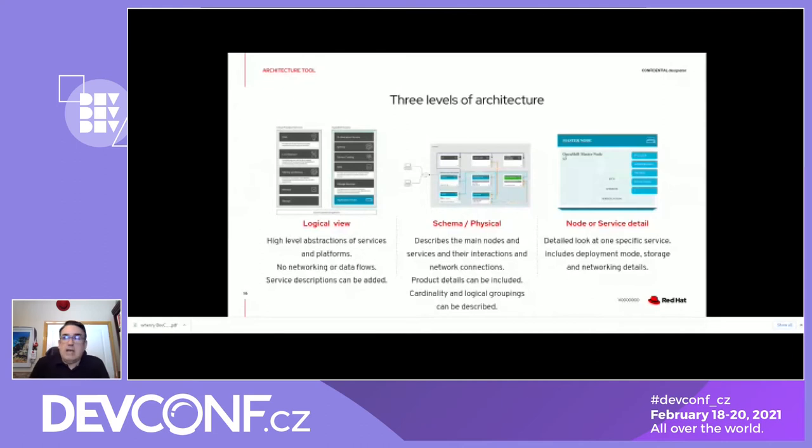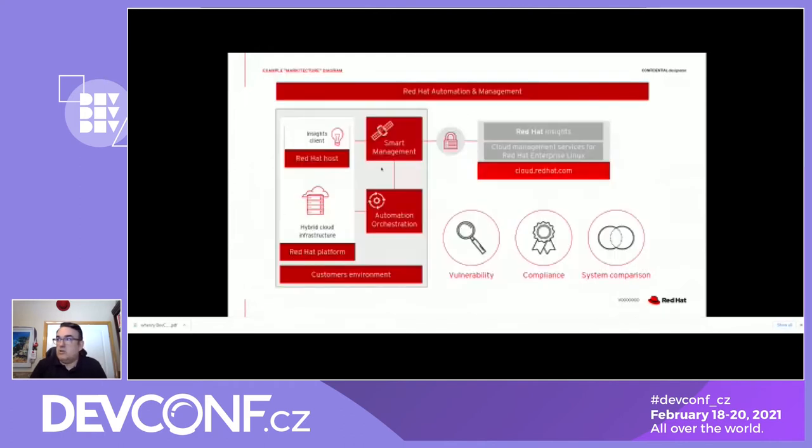Here's an example of one from an architecture diagram. We had this for what we would call continuous remediation. And you can see this is very architecture. This is not our tool. This is the sort of thing that at a 201 level people would use to do a sales pitch and just put it together and say, hey, here we have smart management and automation. And here's your Red Hat platform. And this is your customer environment.